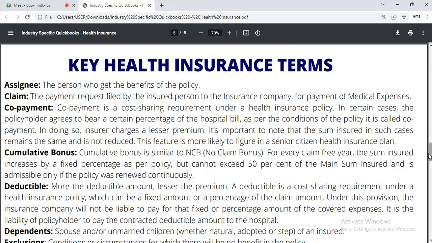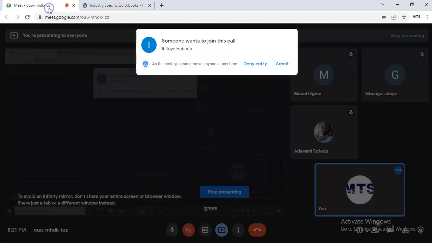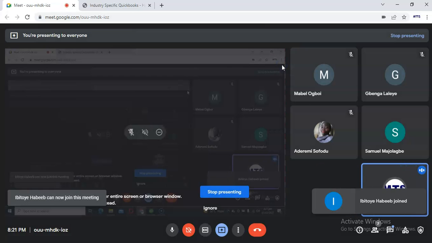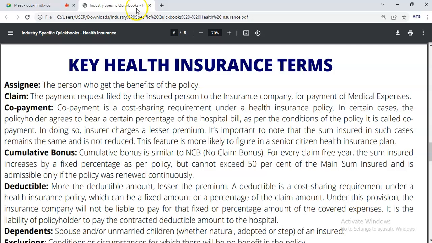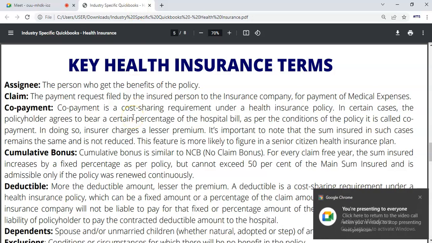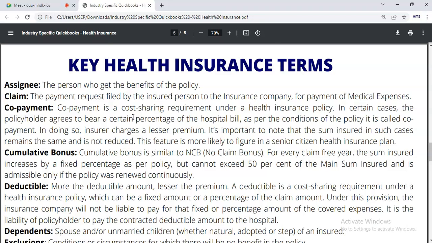Probably if you find yourself in this particular industry, you might tend to get yourself familiar with these terms. The first one I have here is assignee. You can also call the assignee the enrollee. The assignee is the person that benefits from your insurance policy, that is, to claim medical service as soon as the person falls sick or needs a medical service. So that is the assignee.